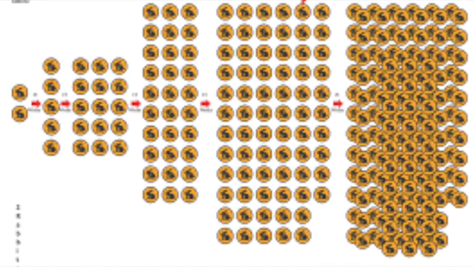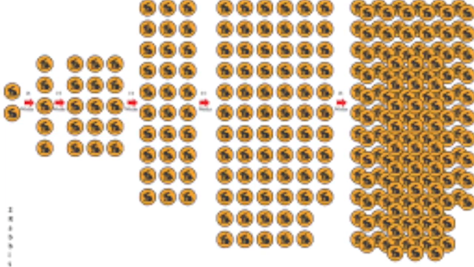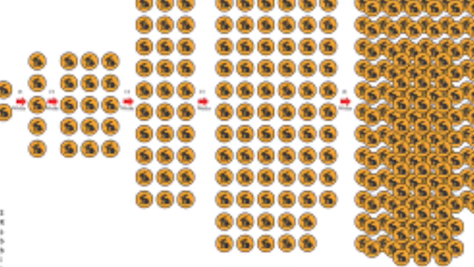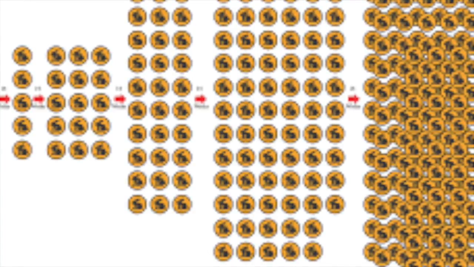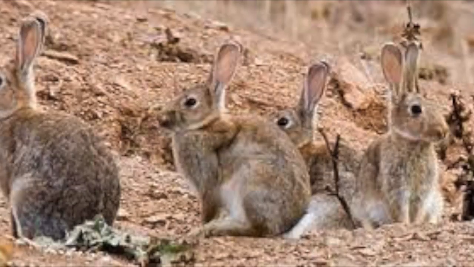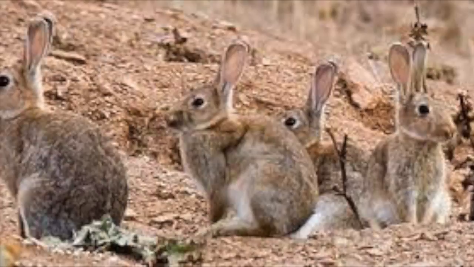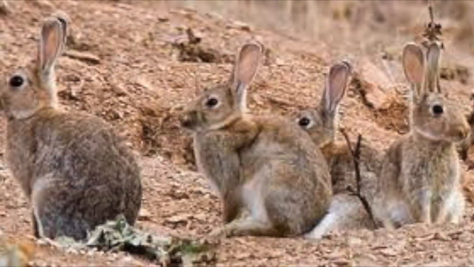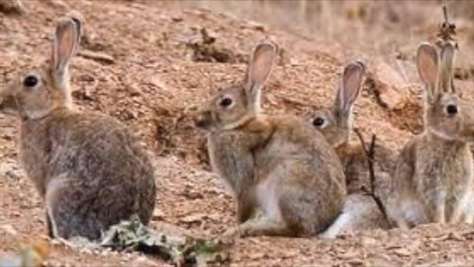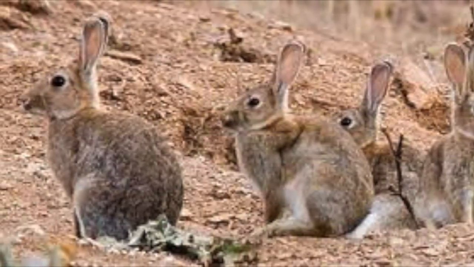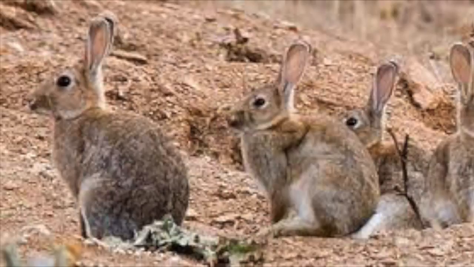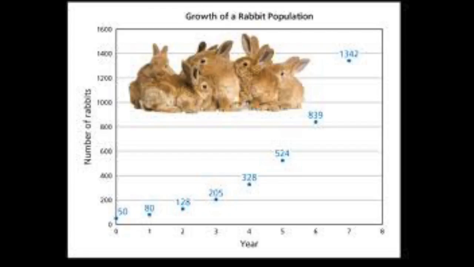Another example would be the population of rabbits. Rabbits have a tendency of growing extremely fast. For example, we have 5 rabbits, and in a matter of 1 year, they duplicate their whole population. In the beginning, we only have 5 rabbits. After a whole year, we're going to have 10 rabbits. After 2 whole years, we're going to have 20 rabbits, then 40, then 80.